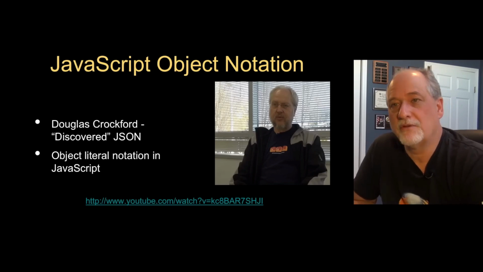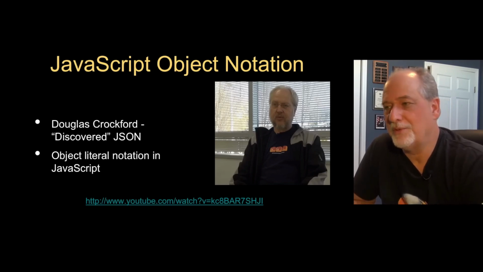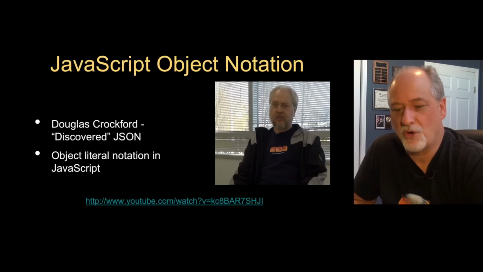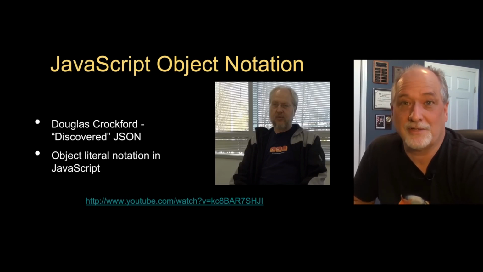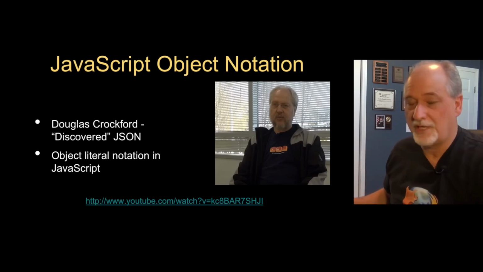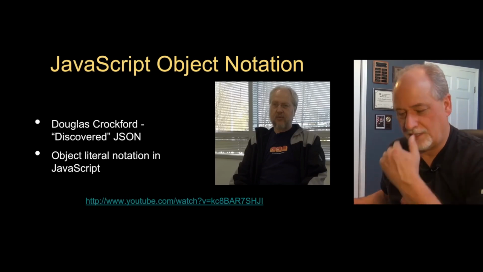This is Douglas Crockford. I have a great interview from him. He's a funny guy, very, very smart. He claims he didn't invent JSON, he discovered it because it really is based on the literal notation for JavaScript. And it actually looks a lot like the Python literal notation for objects and for lists.